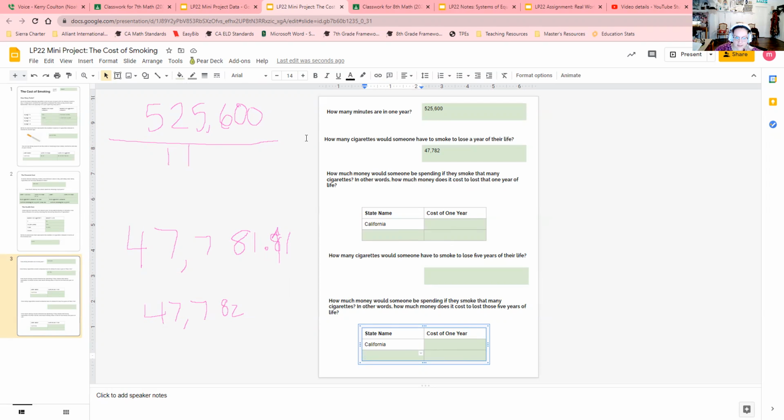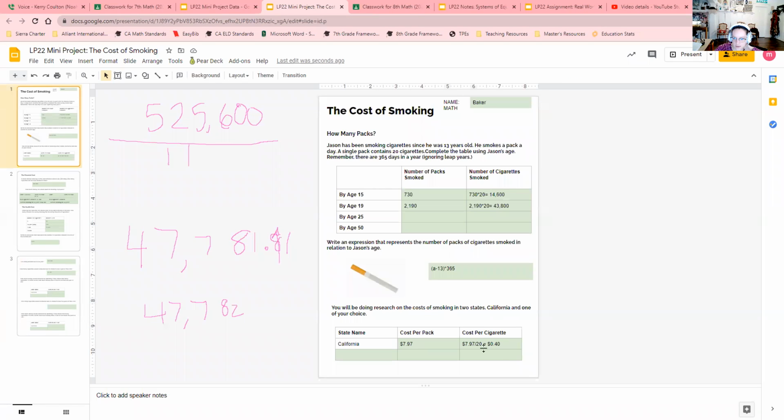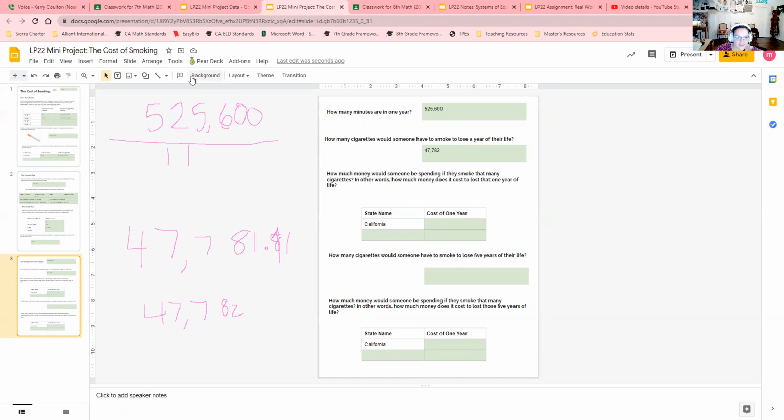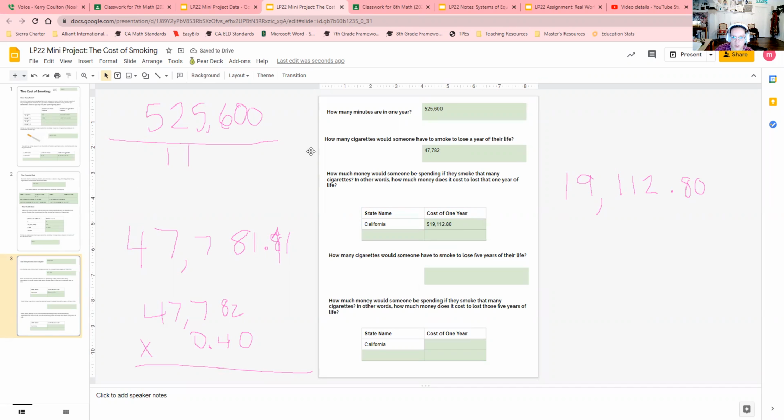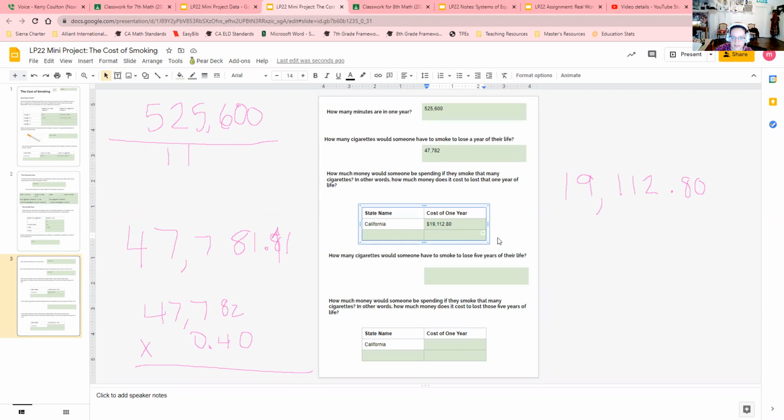47,782 cigarettes. Remember, way back on page 1, the cost of a single cigarette in California is 40 cents. So 47,782 times our 40 cents. Go ahead and multiply that out real quick. 47,782 times 0.40. Type it in your handy dandy calculating machine, and I get $19,112.80. So the cost of 1 year of your life, if you choose to smoke, is $19,112.80. Your responsibility now is to figure out the cost of smoking in your second state.